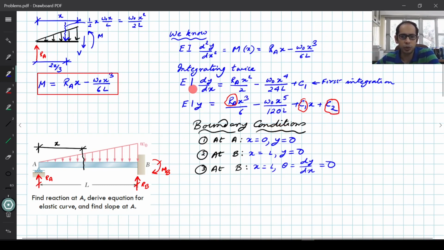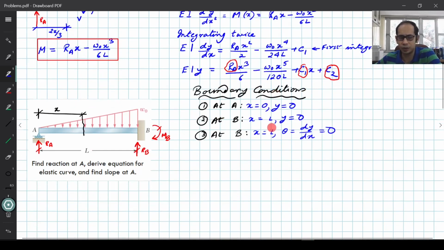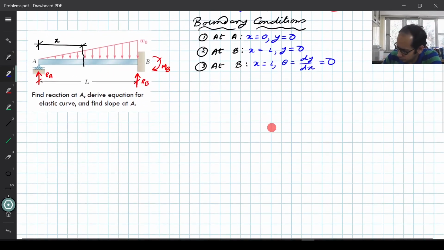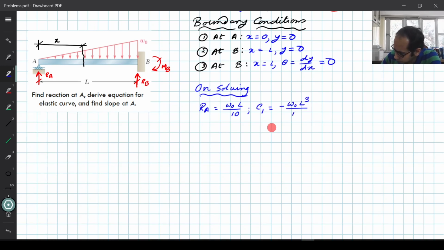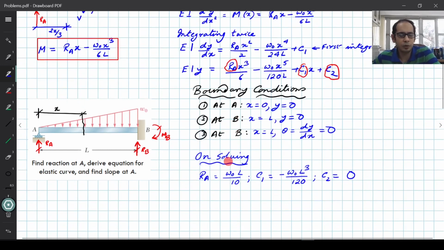Remember, you have to use both these equations because you have an expression for the slope. So you can go ahead and try that out. I'm going to write the final expressions for RA and C1 and C2. So this is using our deflection criteria. Now without using the equations of equilibrium alone, I have found out the value of RA simply using the deflection steps.